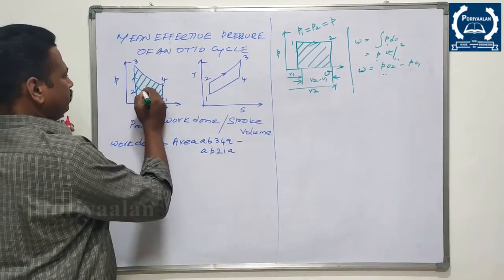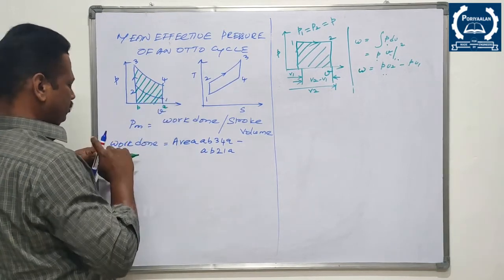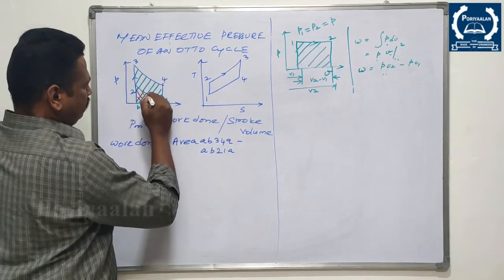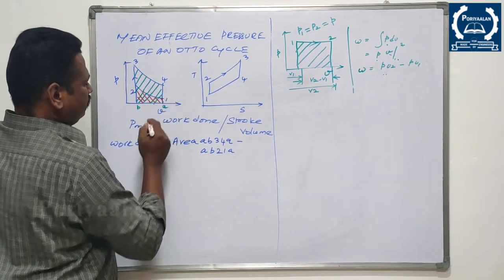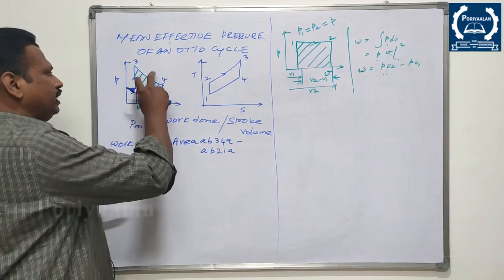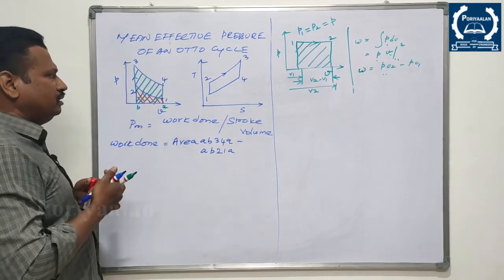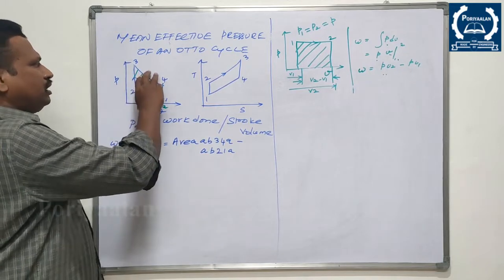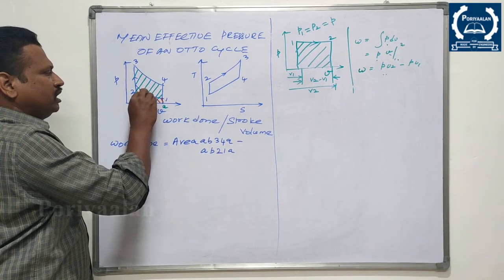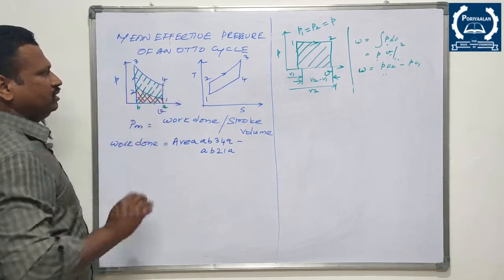So let me hatch all those things. So what I am doing now is, I am going to subtract this green color area from this red color, right? So this total portion will give you the value of work done for the process 3 to 4. This portion alone will give you the value of work done for this 1 to 2. We are in need of this portion, right?